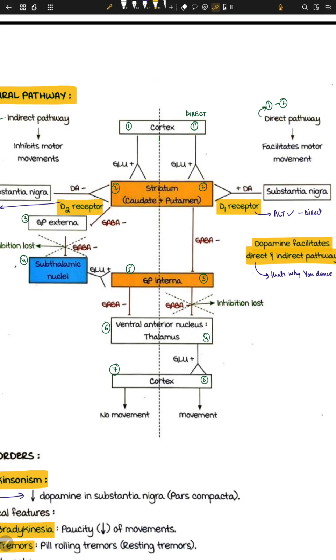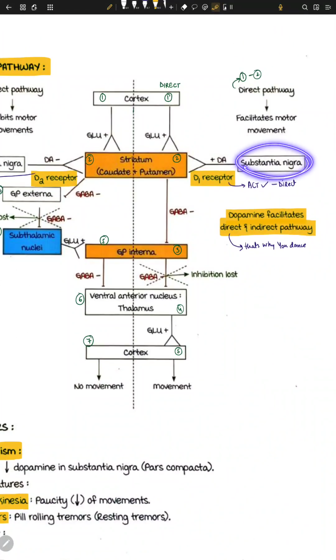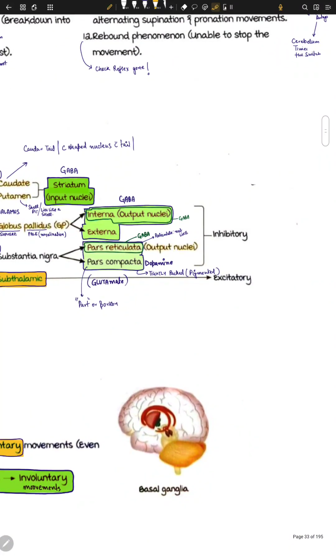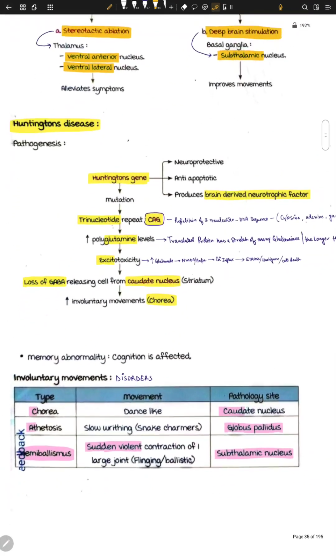So the important thing is that in Huntington, the striatum is messed up. And the important thing in Parkinson's is that your substantia nigra pars compacta is messed up, right? So that's the whole story. Pars compacta is messed up in Parkinson's, and the striatum is messed up in Huntington. That's the whole gist of it, right?